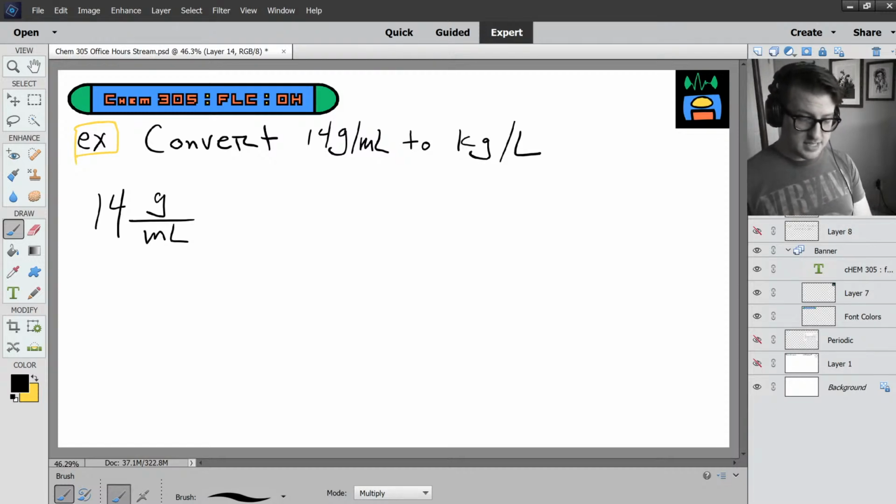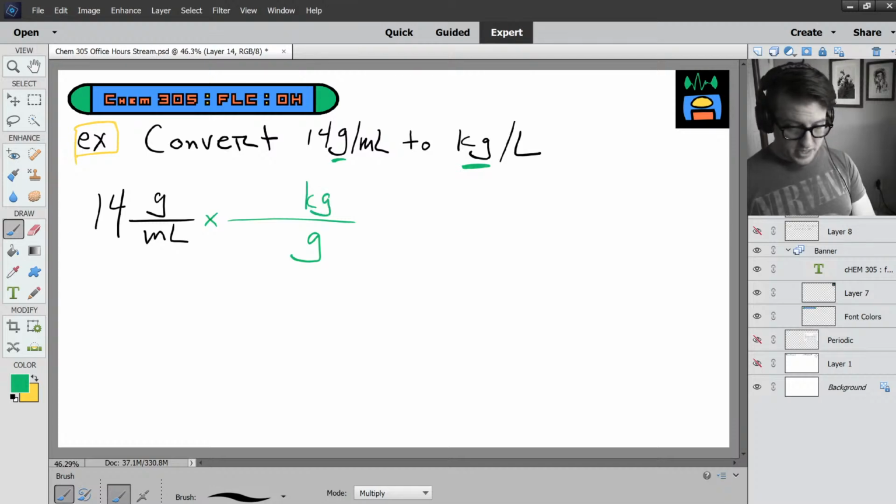Okay, let's convert this from grams per milliliter to kilograms per liter. First, let's start by looking at our numerators. We want a unit conversion that is going to cancel grams, so I'll put that into the denominator, and leave us with kilograms. Now, kilo means 1,000, so there are 1,000 grams in 1 kilogram, 10 to the third. So grams will cancel grams, leaving us with kilograms.